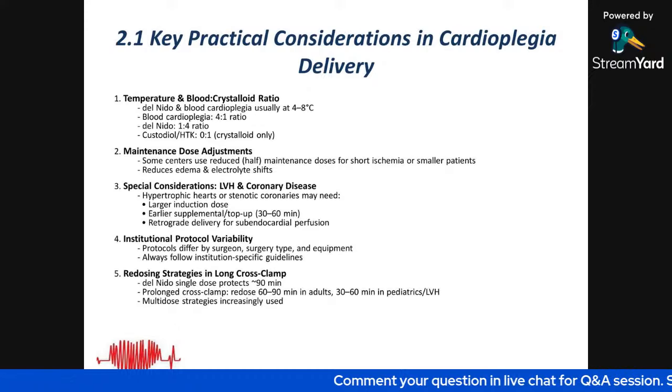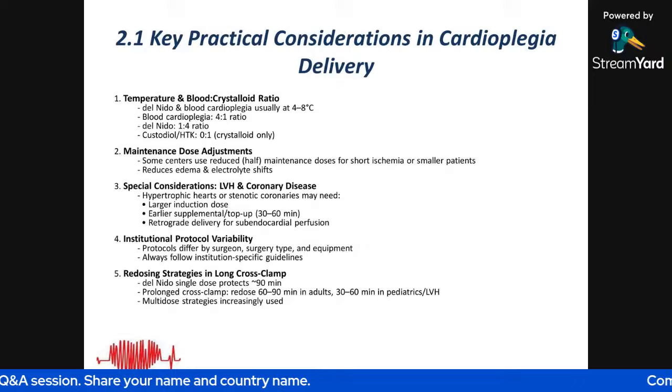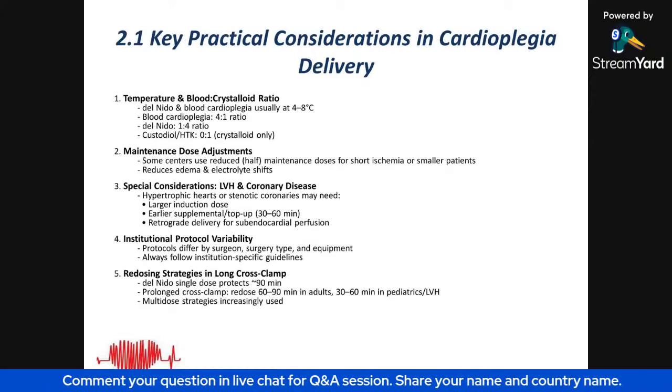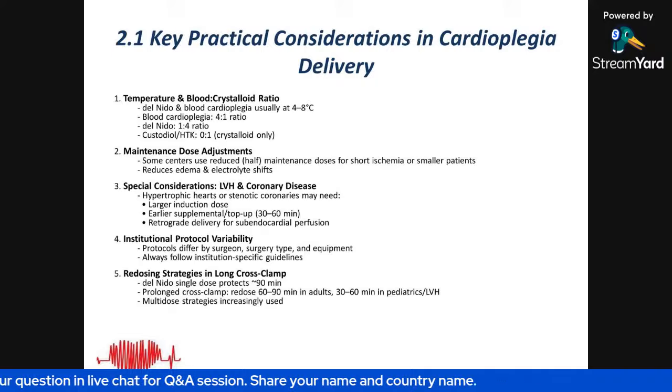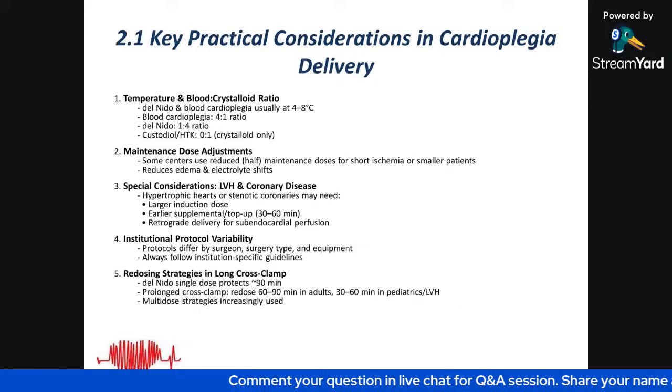The second one is maintenance dose adjustment. Some centers use a reduced maintenance dose for short ischemia or smaller patients, and by this reduce edema and electrolyte shifts. The third one is special consideration for some patients who have LVH, hypertrophic heart or stenotic coronaries. They may need a larger induction dose, earlier supplemental doses, and retrograde delivery is better for these patients.